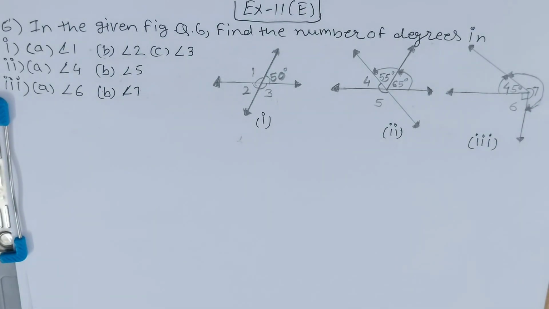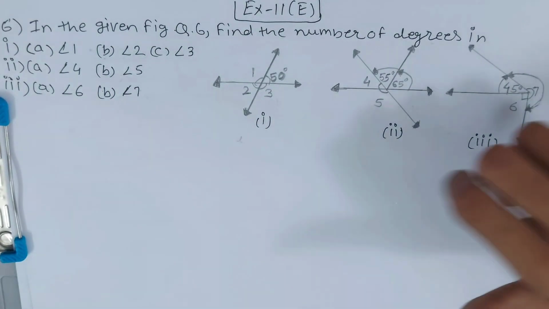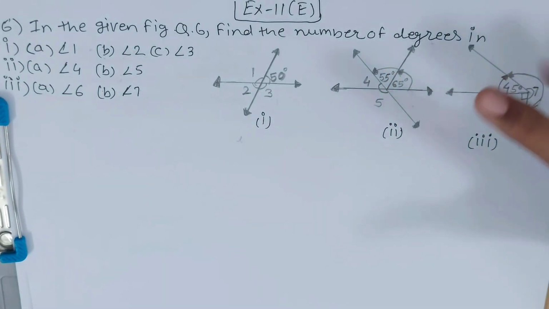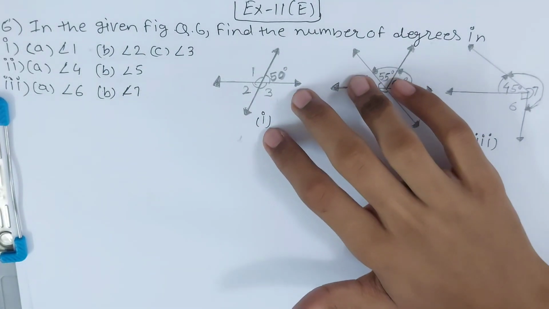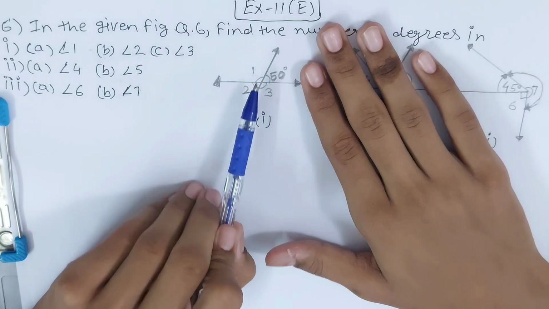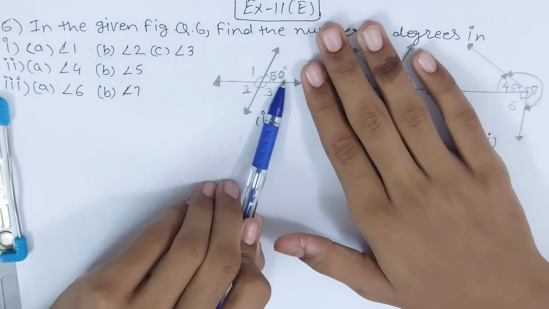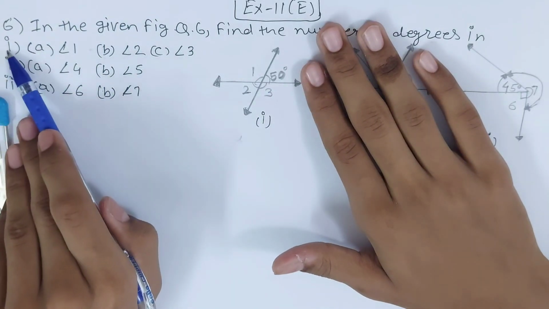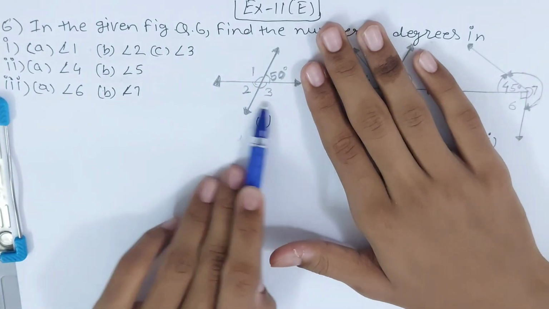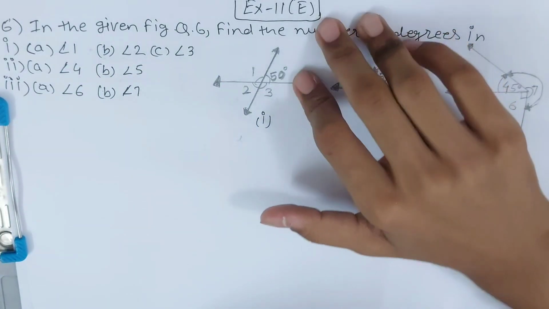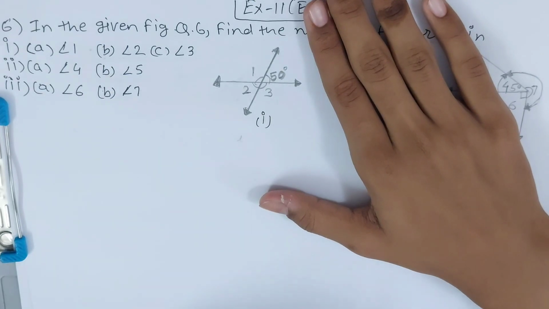In this video we are going to solve ICSE Mathematics Class 6 Chapter 11 Exercise 11E Question 6. In this given figure we have to find the number of degrees in these angles. So basically I'll begin very simple. This is the first part. You can see there are 4 angles, 1, 2, 3 and a 50 degree angle. In the first part you have to find angle 1, angle 2, angle 3. These 3 you have to find, and 50 degrees is already given.